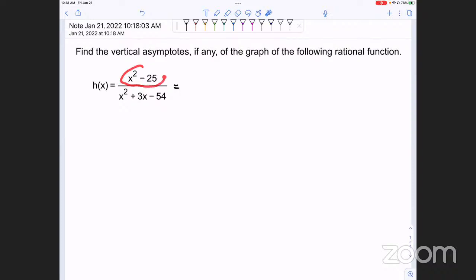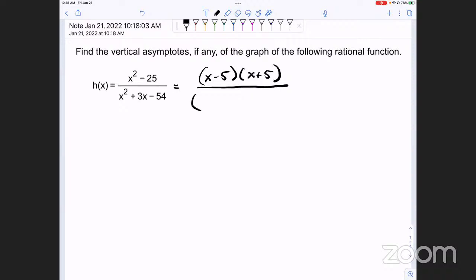If we start with the numerator, this is a special factoring scenario, right? This is called difference of squares, right? We have something squared minus something squared. So then this is going to factor into x minus 5 times x plus 5, right? So that is a special factoring scenario.